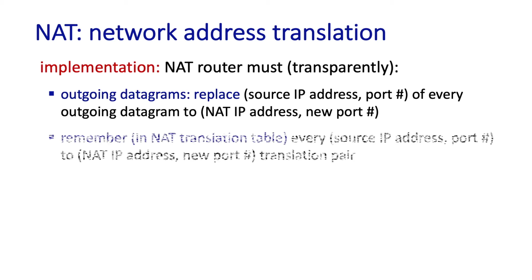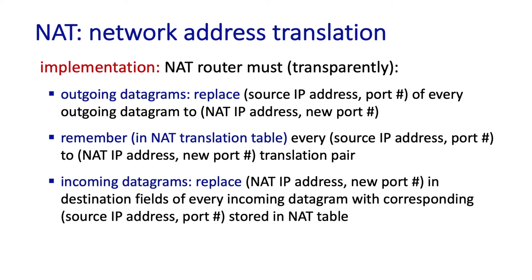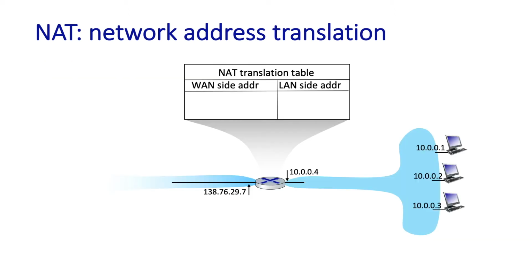Second, the NAT router is going to need to remember every translation pair, mapping the local source IP address and local source port number to the NAT IP address and a new source port number. This translation will be stored in a NAT translation table. And third, when datagrams arrive from the external internet and are destined for a host within the local network, the NATed router will need to replace the destination IP address and port number for every incoming datagram with the corresponding IP address and port number stored in the NAT table. This will all become clear if we take a look at NAT in action.